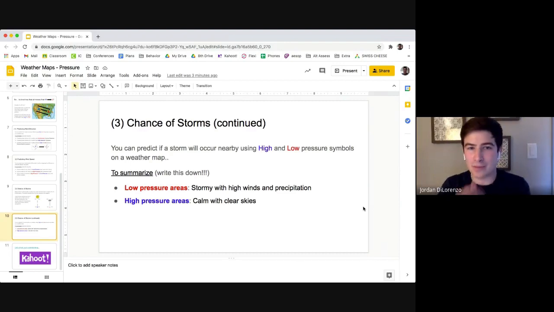Meanwhile, if you're in a high pressure area, it's not going to be very windy and the air is going to be very dry. And as a result, you shouldn't expect storms when you're in a high pressure area.